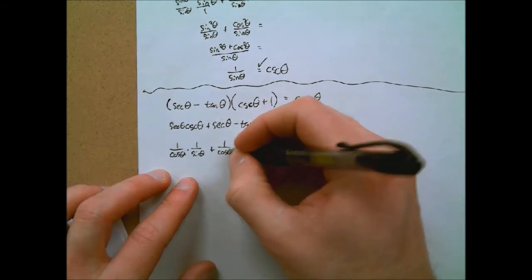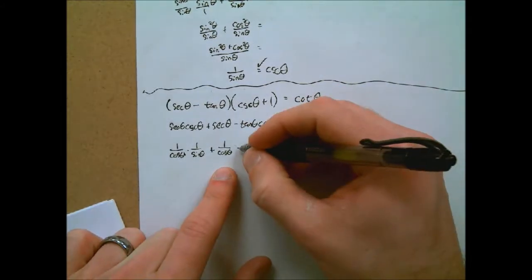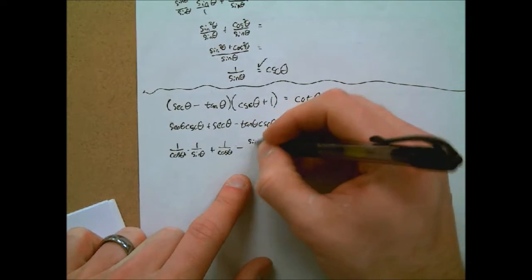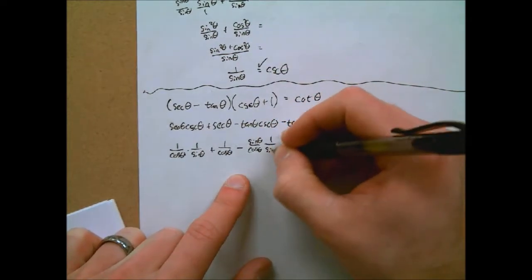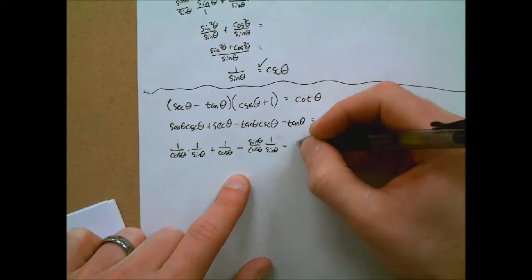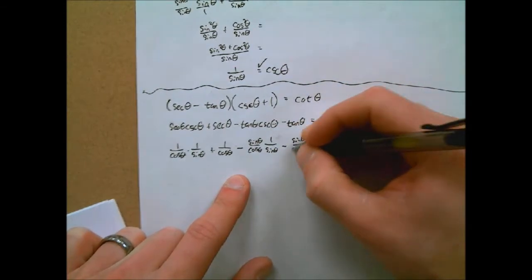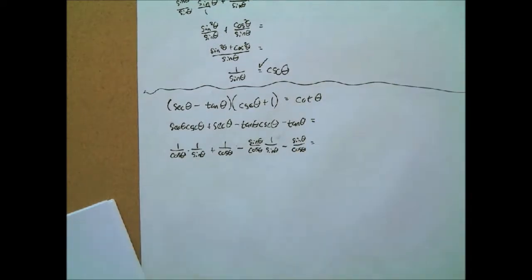We have plus 1 over cosine. Minus tangent is sine theta over cosine theta. And then cosecant's 1 over sine theta. And then tangent again is sine theta over cosine theta. Okay, hope I did all those correctly. Yes, you can turn the plus 1 over cosine minus sine over cosine. Here's the thing, though.